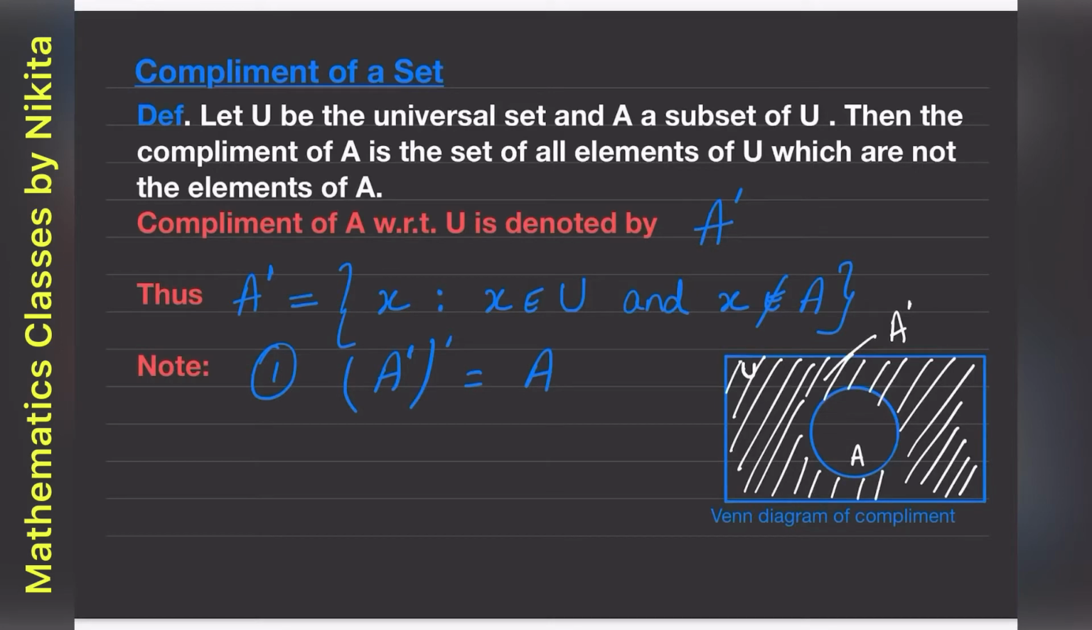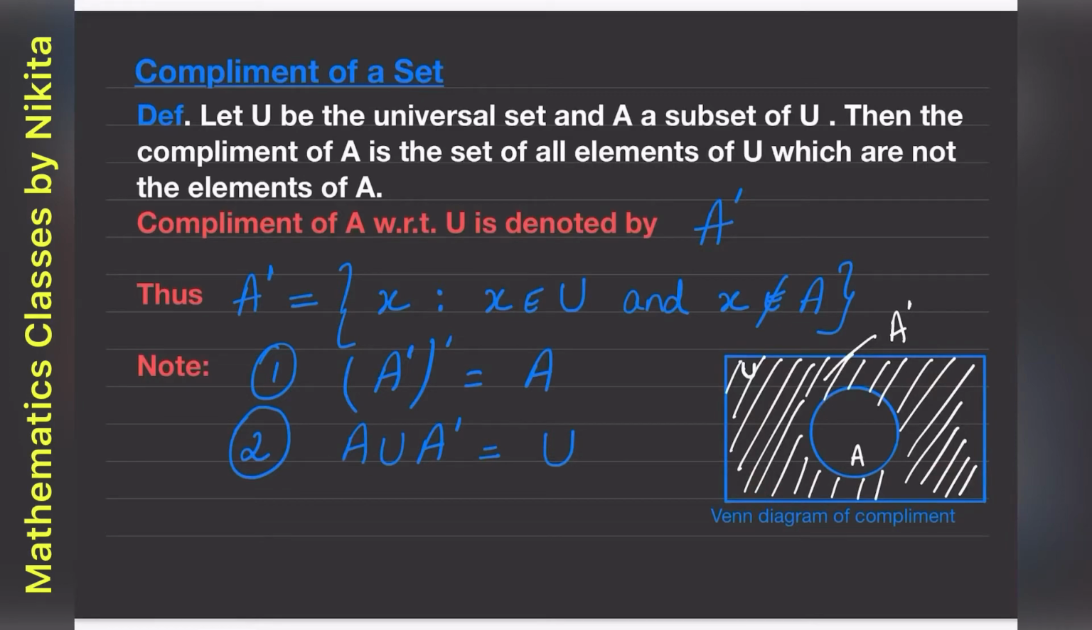Now secondly, note that A union A complement is equal to whole of the universal set. So if I take the union of A with A complement, then I will get whole of U. So these two are very important properties.